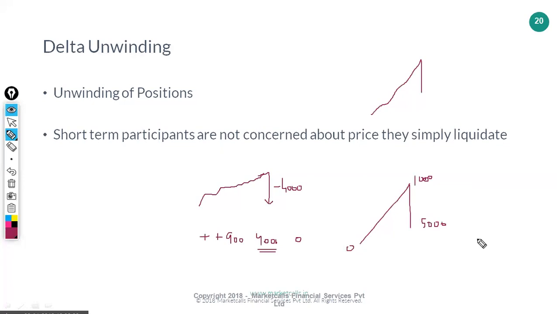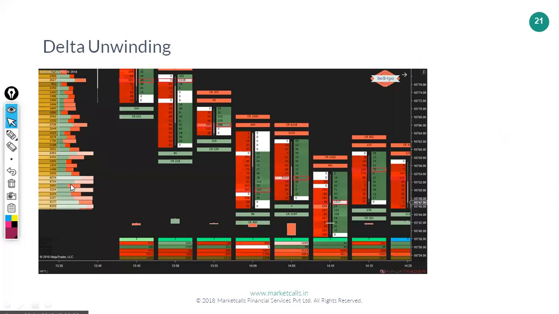And next week we'll be looking into some examples. If there are any live examples I'm able to spot, I'm going to record them and show you how the delta unwinding happens. But sometime back it happened in Nifty or Bank Nifty. I have the charts here. So if you look at the cumulative delta here, in this example, where is the cumulative delta? Yeah, cumulative delta here.